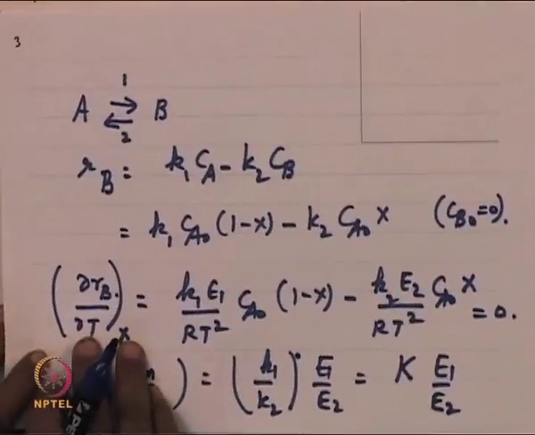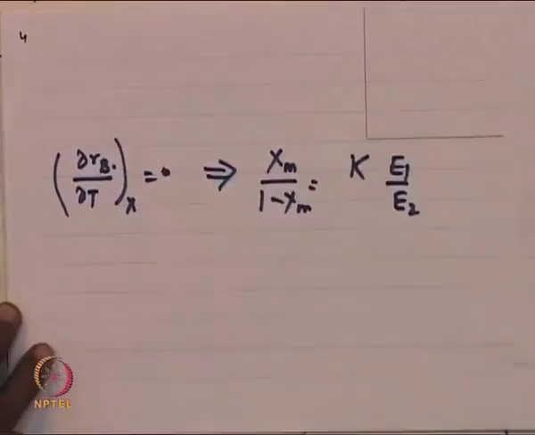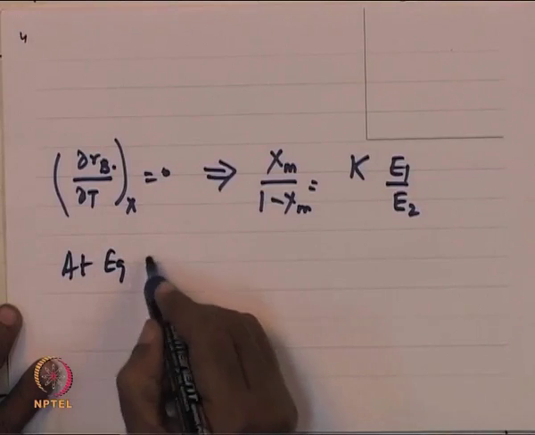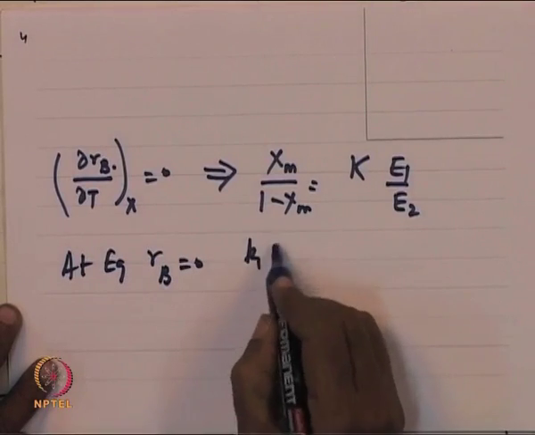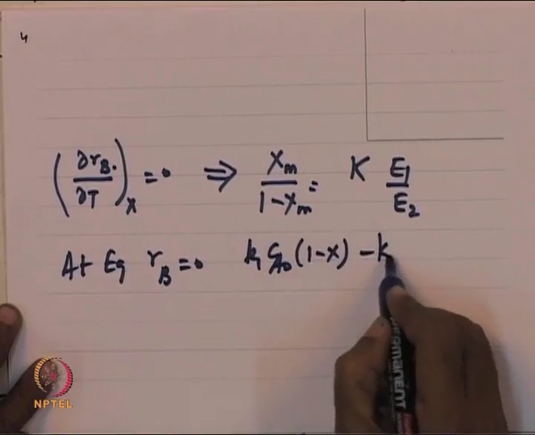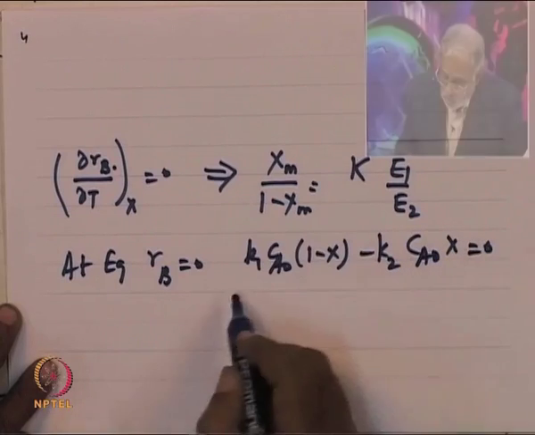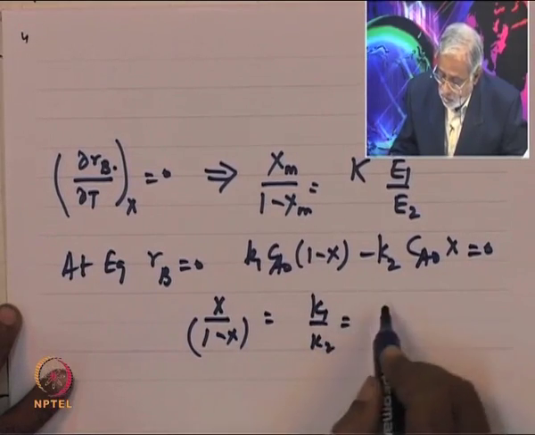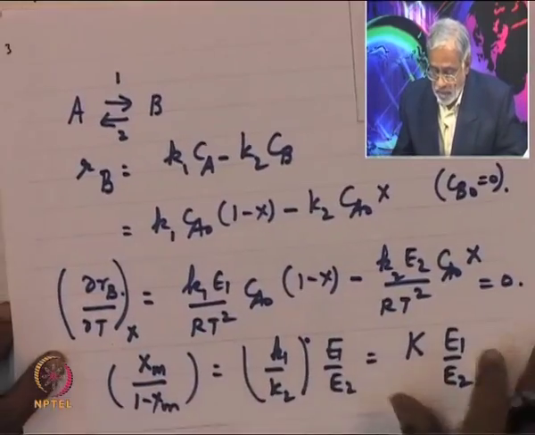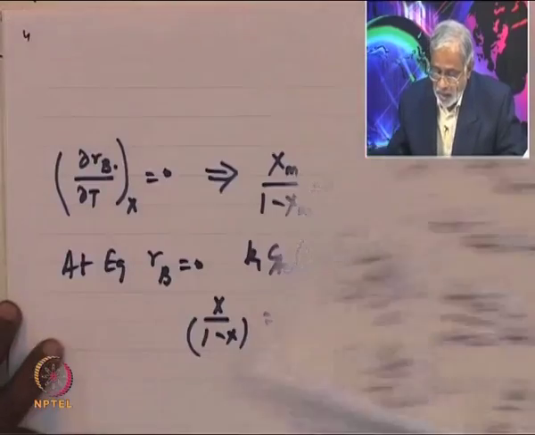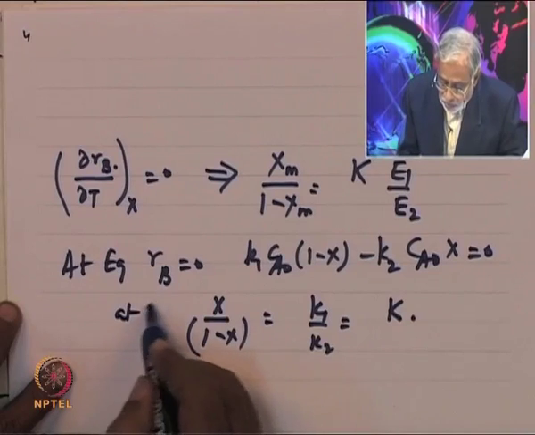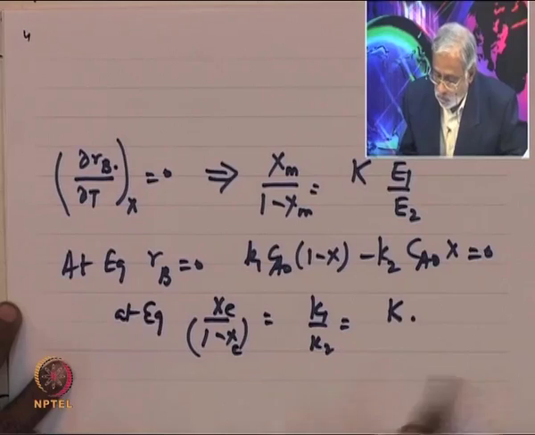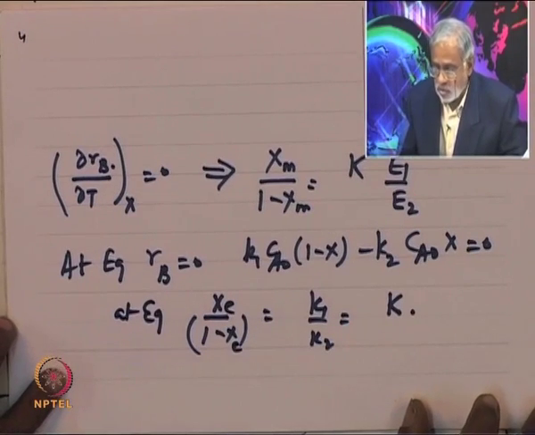Now, if you look at this reaction at equilibrium, RB equal to 0. So, at equilibrium RB equal to 0, which means K1 CA0 (1 minus X) minus K2 CA0 times X equal to 0, which means X by (1 minus X) equal to K1 by K2 equal to K. Notice that Xm by (1 minus Xm) is K times E1 by E2, and at equilibrium, Xe by (1 minus Xe) equal to K. So, the forms are very similar. And we have already shown this, so there is no need to go through this once again.